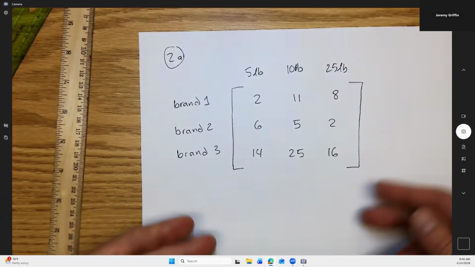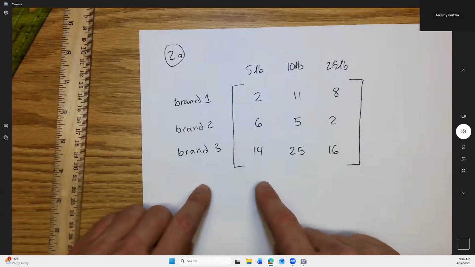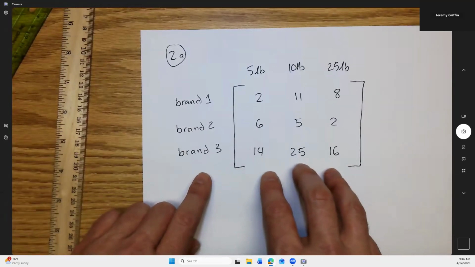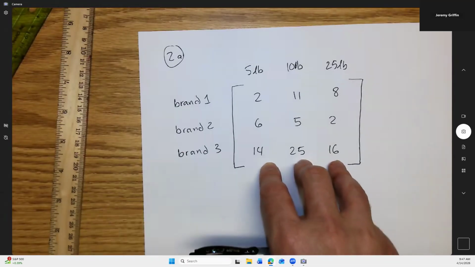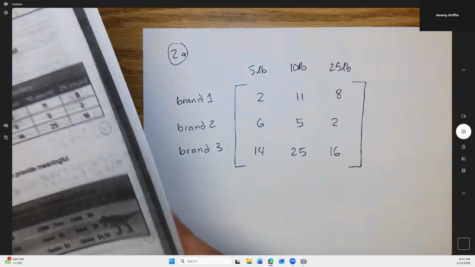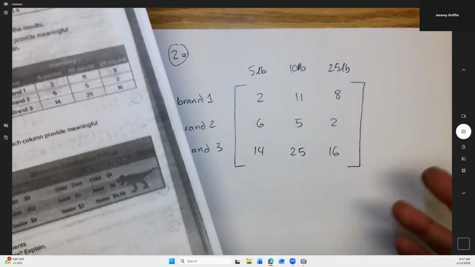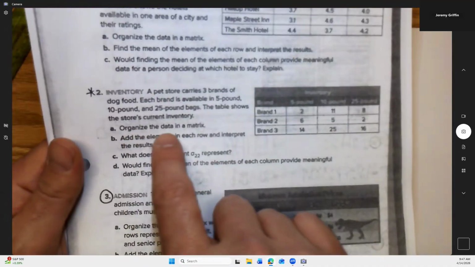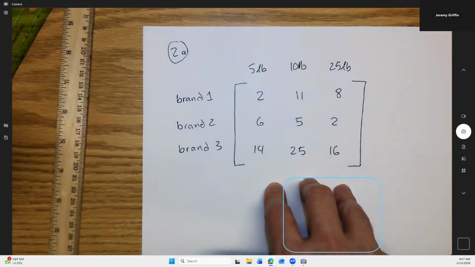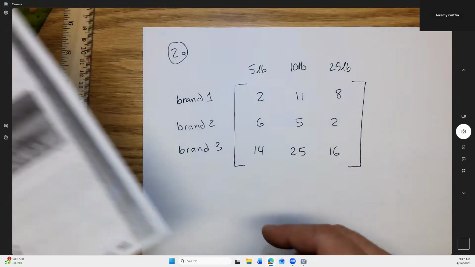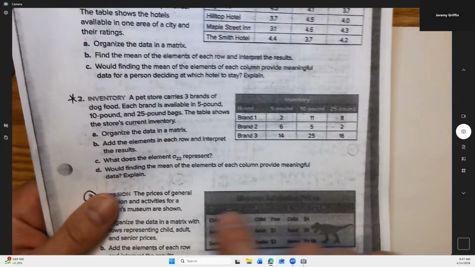Those represent the number of bags on the shelves. So it looks like brand 3 is really popular, or that they have a lot of brand 3, at least on the shelf, because there's a lot of those bags. Or maybe not popular if nobody's buying it. One way or the other. So that was question A. Organize the data in a matrix. That's the matrix. Again, it looks a lot like just an Excel spreadsheet.